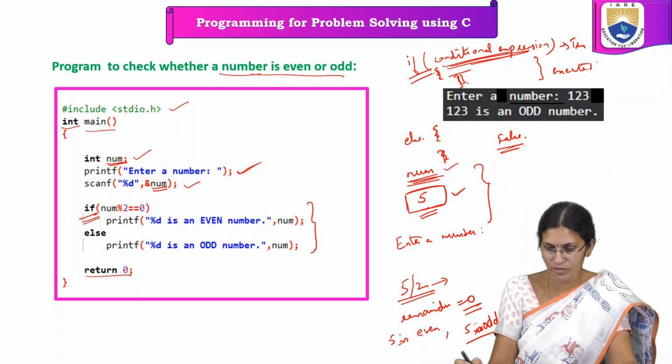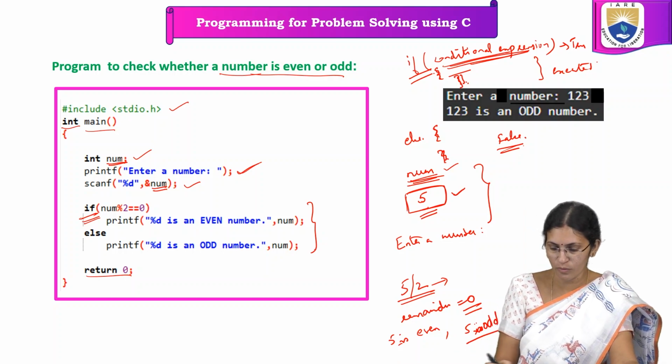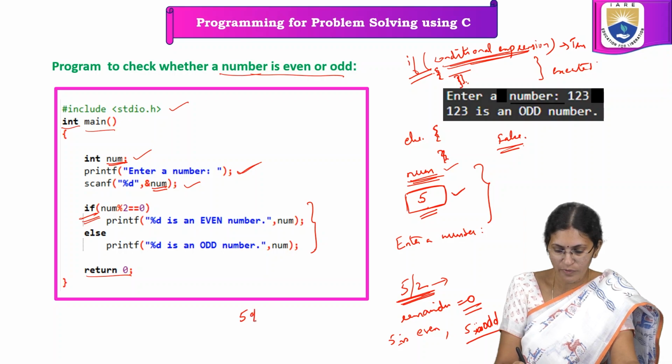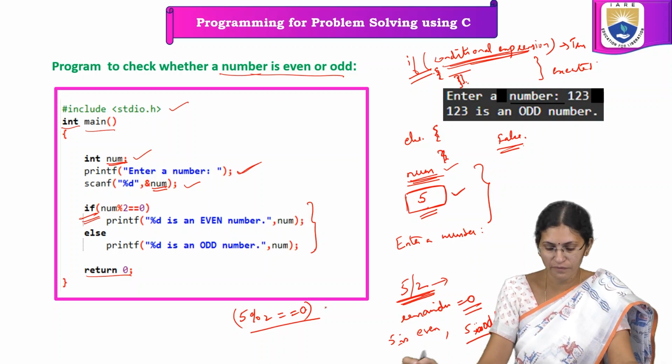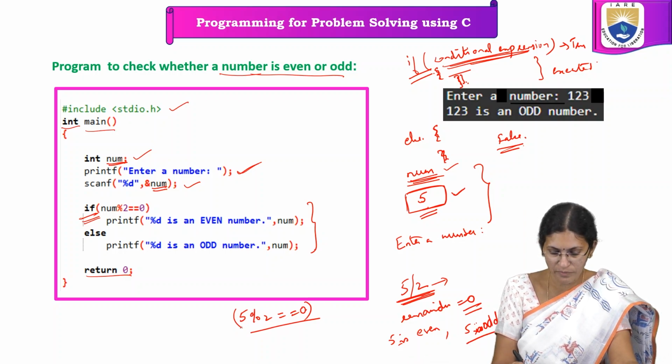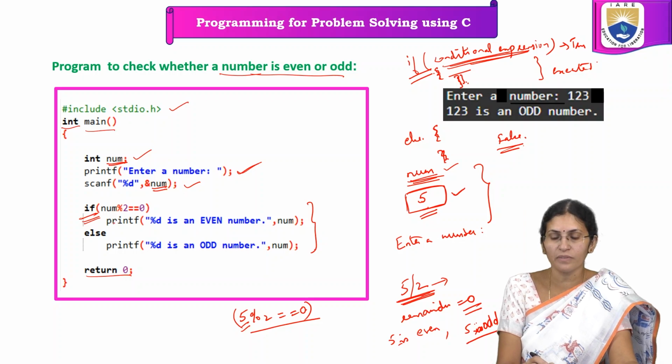So what is the condition to check whether the given number is even or odd? We need to find the remainder of this division. So 5 mod 2. If this is equal to 0, then we know that the given number is even. That is what we have written here.